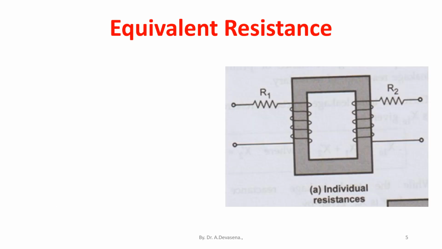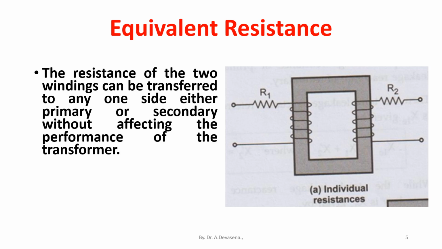Equivalent resistance. The resistances of the two windings, R1 and R2, can be transferred to any one side, either primary or secondary, without affecting the performance of the transformer. Transferring the resistance to any one side is advantageous as it makes the calculations very easy.